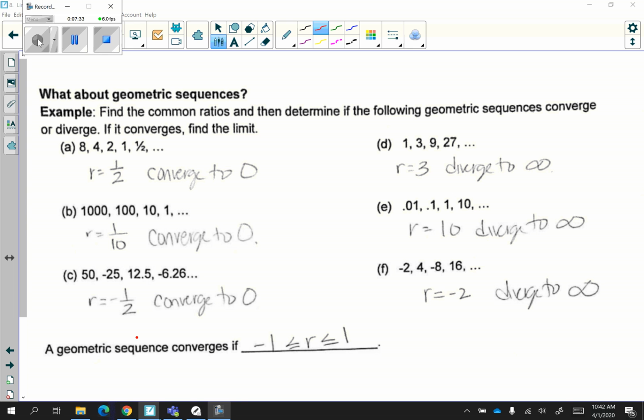So finally, a geometric sequence converges if negative 1 is less than or equal to r, which is less than or equal to 1, given by examples A through C.